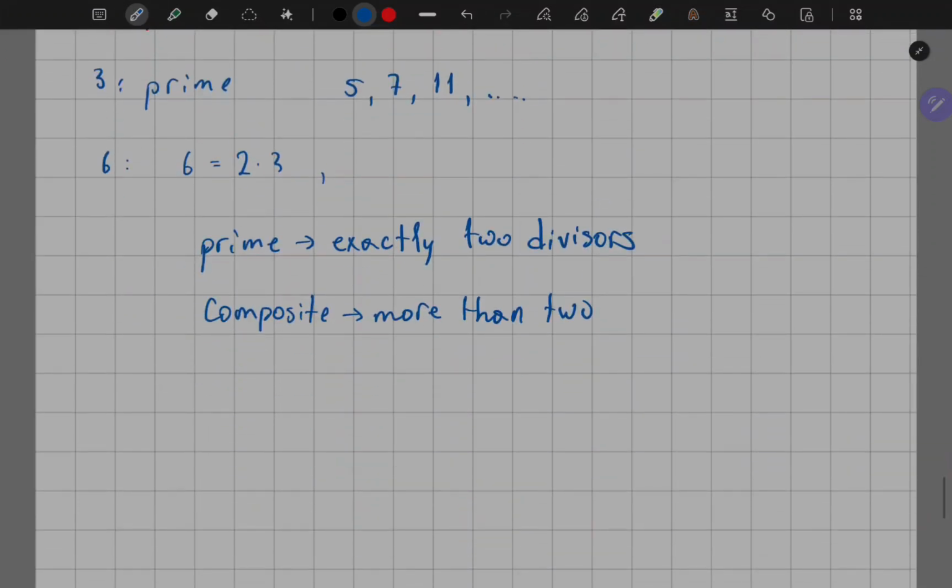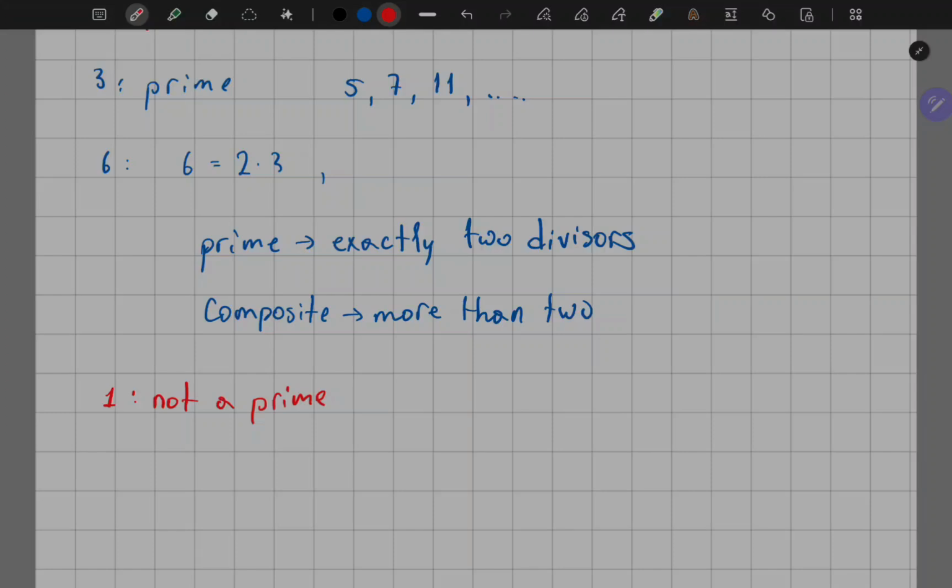Now, here is something interesting. What about the number 1? 1 is not a prime number because it has only one divisor, itself. So 1 is not a prime. Also, 1 is not a composite number because it doesn't have more than two divisors. So 1 is just 1. That's all.